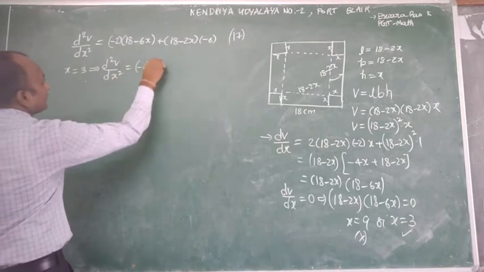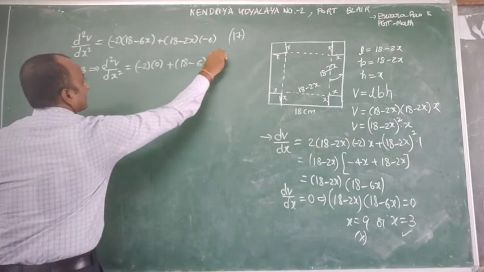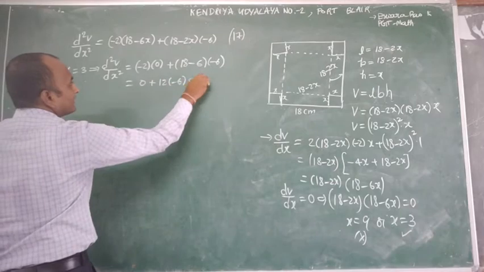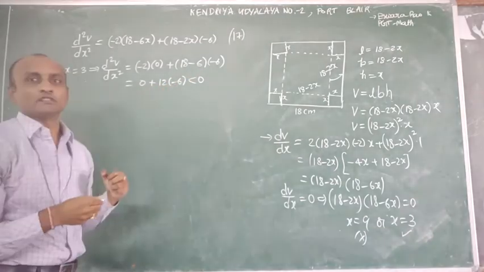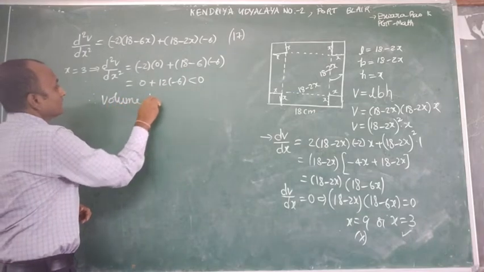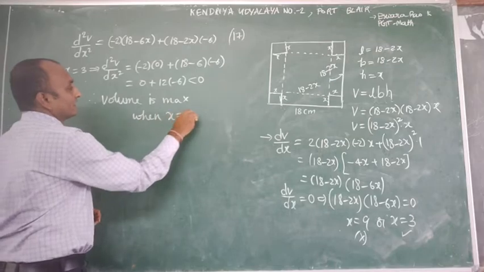Minus 2 into 0 plus 18 minus 6 into minus 6. So it is 0 plus 12 into minus 6, which is always less than 0, because negative positive into negative is negative. Therefore you can say that the volume is maximum when the side of the square x is equal to 3 cm.